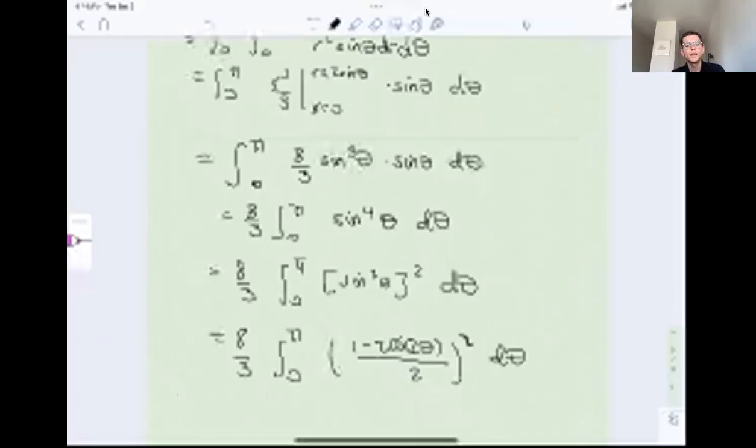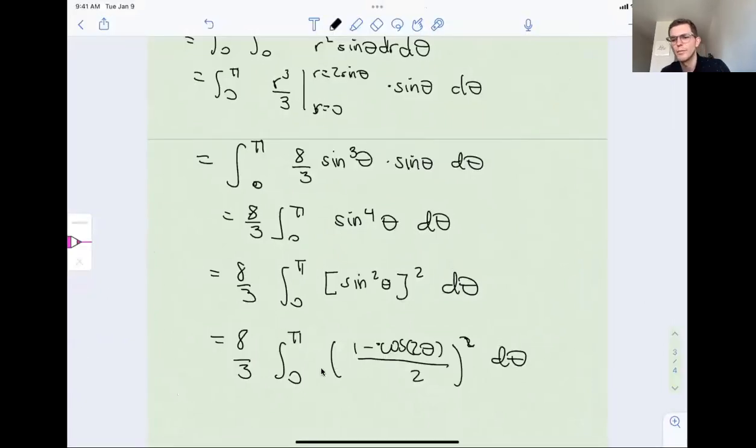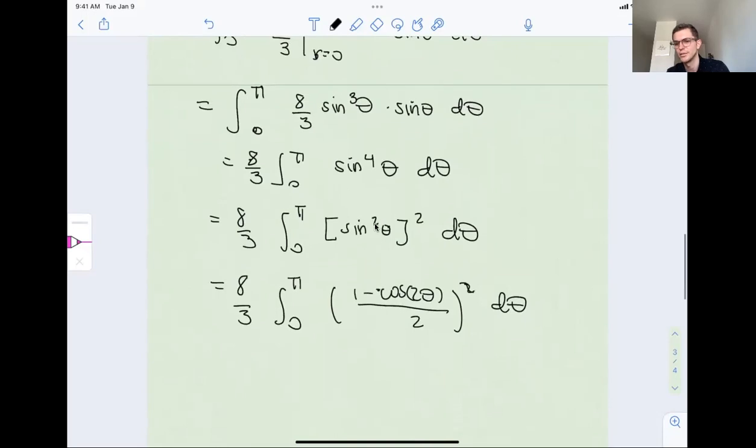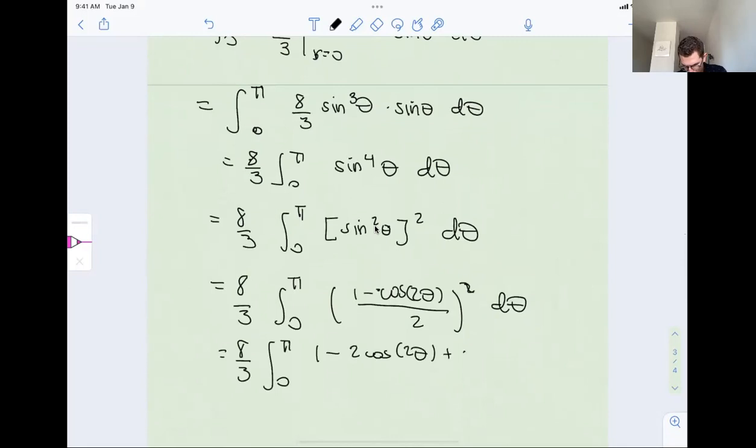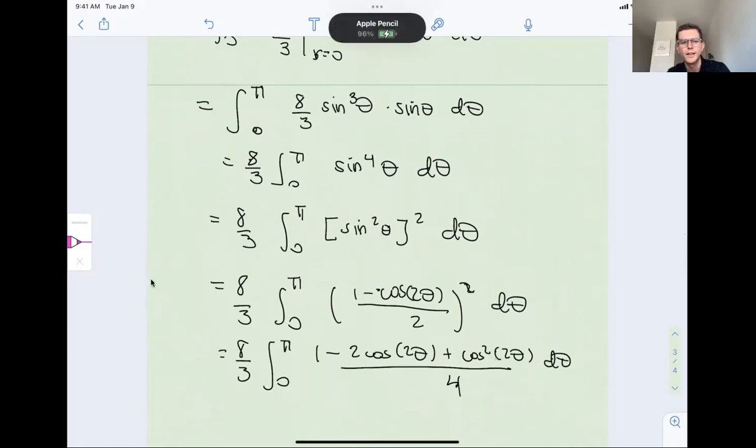Again, some help would be given, but this is how you would find the identity for sine to the 4. And so this becomes 8/3 the integral of 1 minus 2 cosine of 2 theta plus cosine squared of 2 theta, and so on. It takes forever. Obviously, you need to apply the trig identity again here.